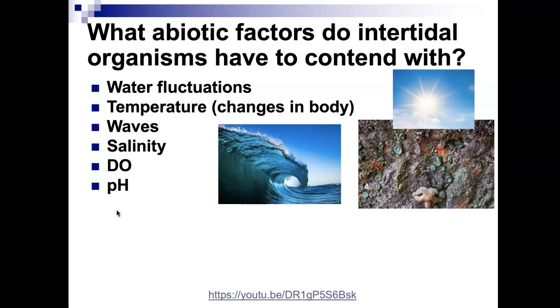pH. You're going to have to deal with pH fluctuations. Especially as wastes build up in that tide pool, the environment can become more acidic. And so that's a challenge that marine intertidal organisms have to deal with. Nutrients. The availability of nutrients is going to change depending upon whether the tide's out or in. Obviously when the tide's out, you don't have water coming in to bring in new nutrients.